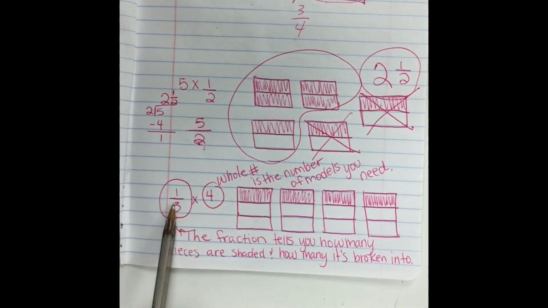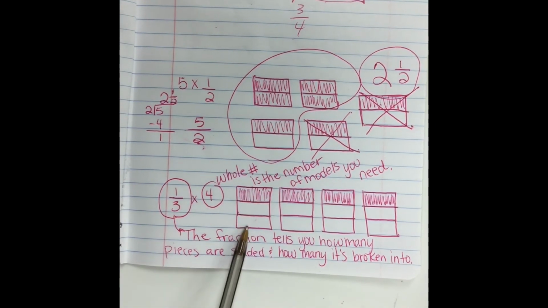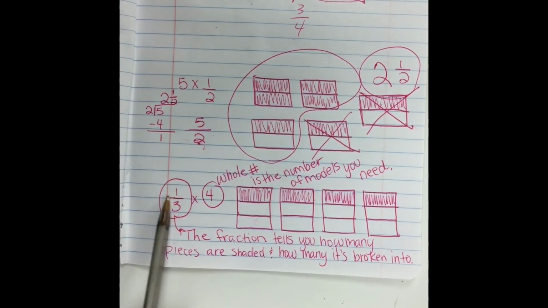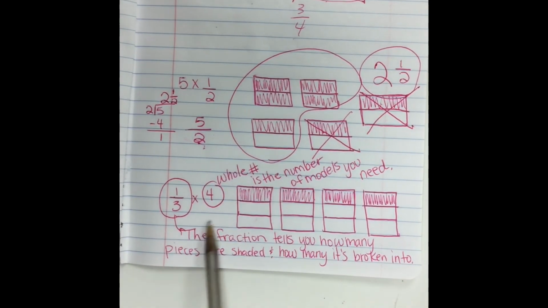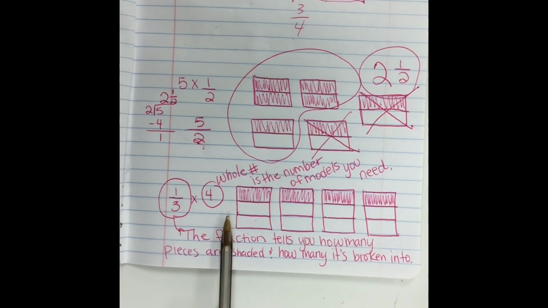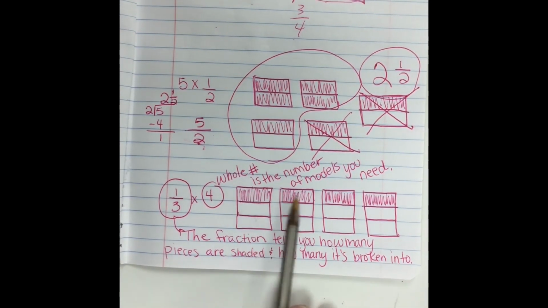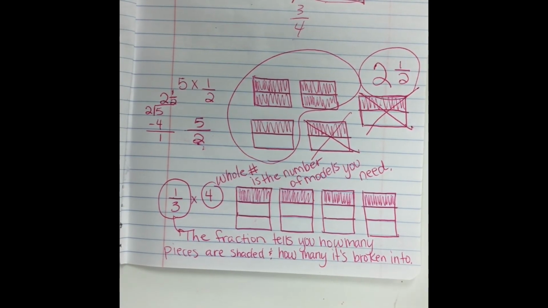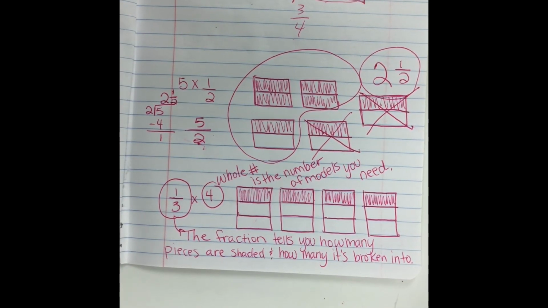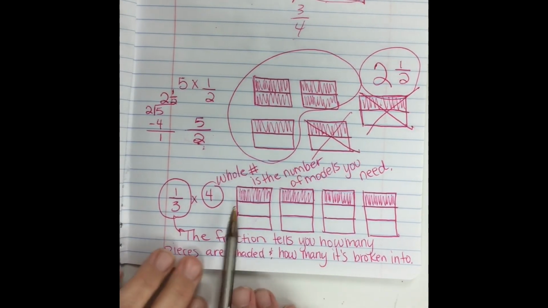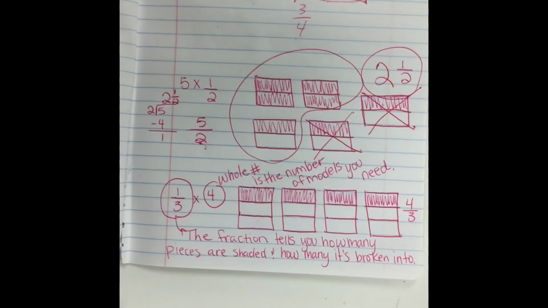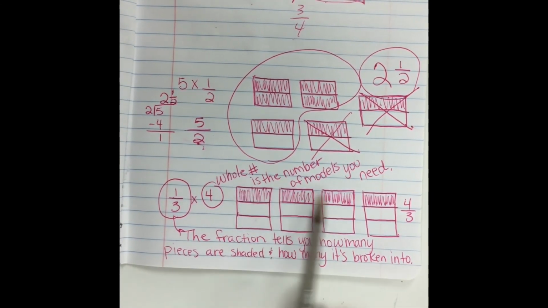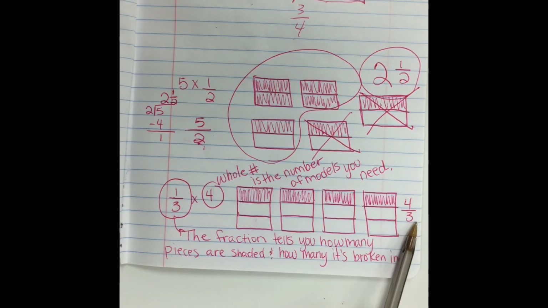I need one model to be 3 pieces, and I'm going to shade in 1, and then I'm going to do it 4 different times. Okay, so now I'm going to take this 1/3 and I'm going to look at it. When I multiply it by 4, that's 1, 2, 3, 4, 3 times, right? I'm sorry, that's 4 times, so that's 4 over 3. So that's an improper fraction again, because when I add 1/3 plus 1/3 plus 1/3 plus 1/3, I get 4/3.